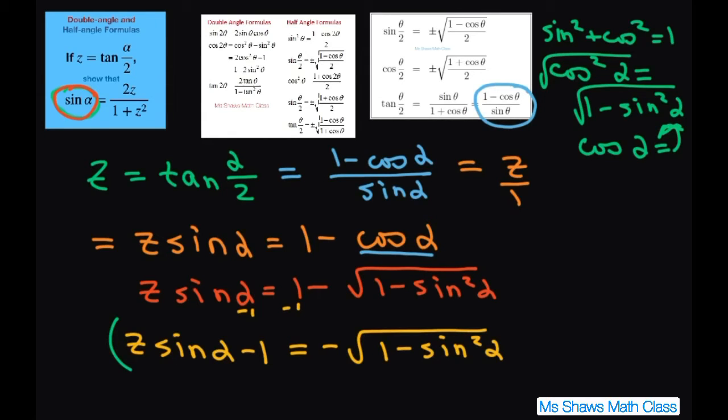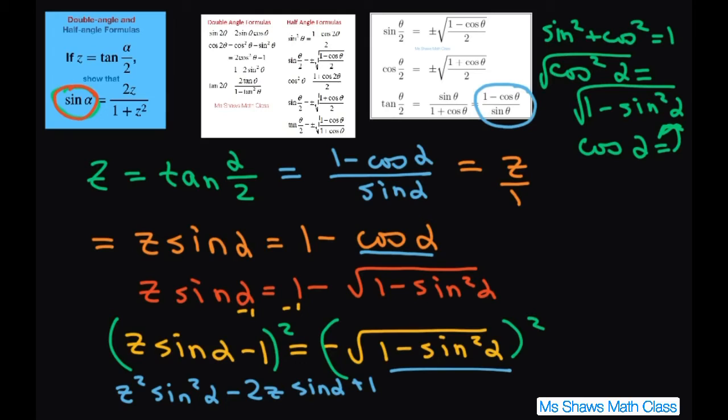The next step is to square both sides. I'm going to square this, and I'm going to square this. This is going to be real quick. Z squared sine squared alpha minus 2z sine of alpha plus 1. I just wanted to show you this. This is just your a minus b squared equals a squared minus 2ab plus b squared.